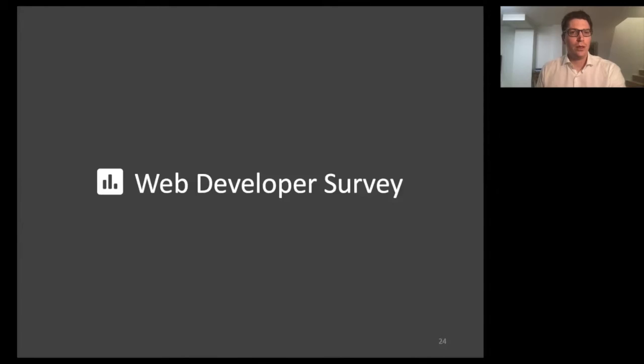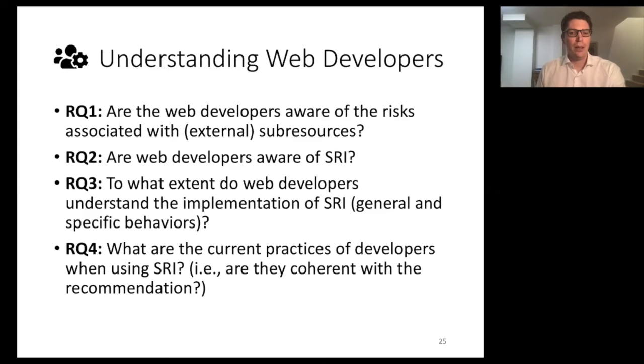And to achieve this, we conducted a web developer survey. So when thinking about it, we devised 4 research questions. The first one was, are the web developers aware of the risks associated with external sub-resources? The second, are web developers aware of SRI at all? The third one, to what extent do web developers understand the implementation of SRI? And finally, what are the current practices of developers when using SRI?